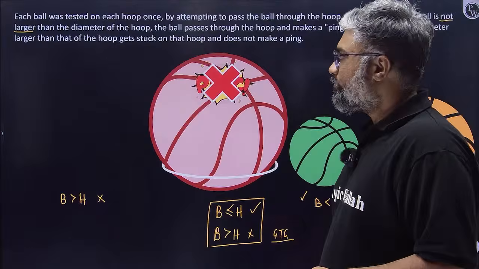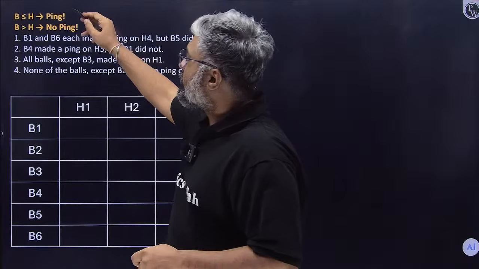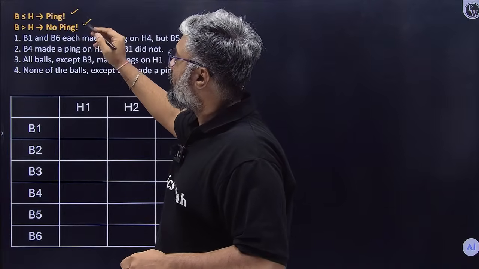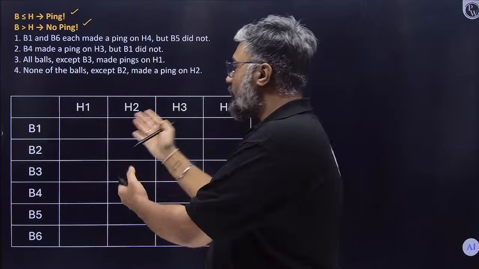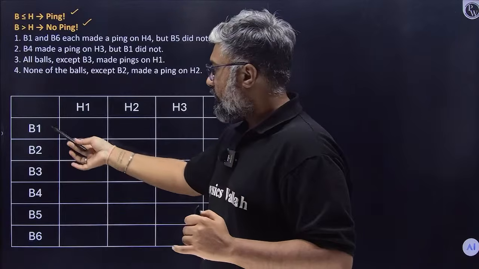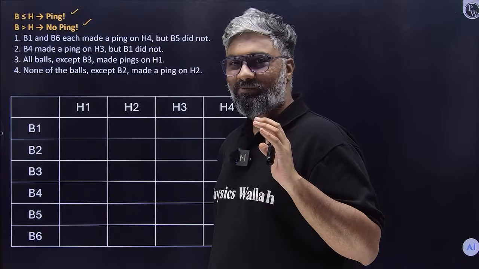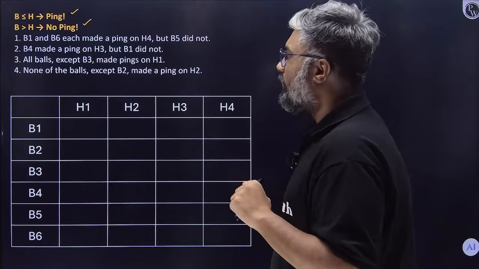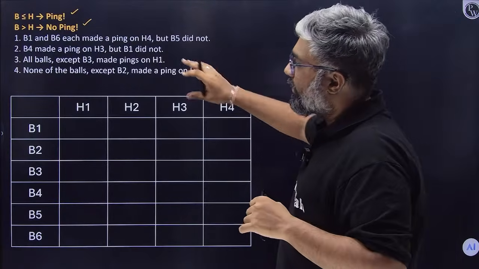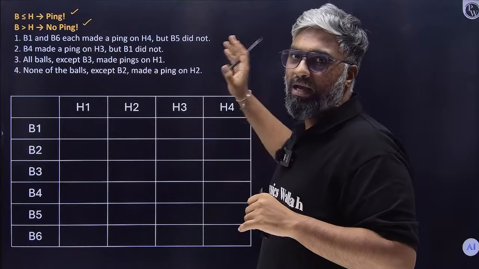Perfect. Now we understood this, this is done. Now we have 4 conditions and we made our tick and cross table. We have 6 balls and 4 hoops. Yeah, we'll start putting in the conditions now. So first, let's figure out all the conditions and then see what we can make out of it.